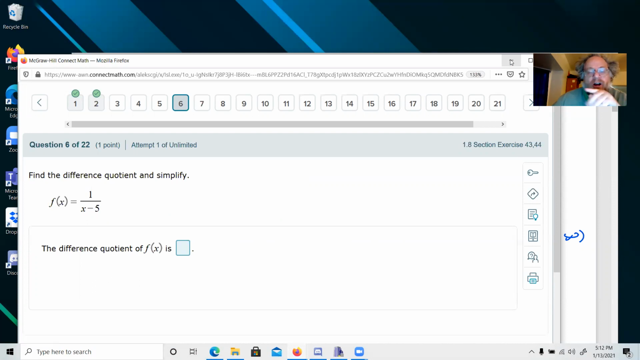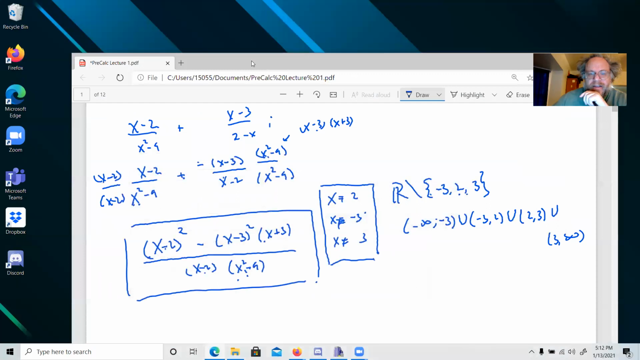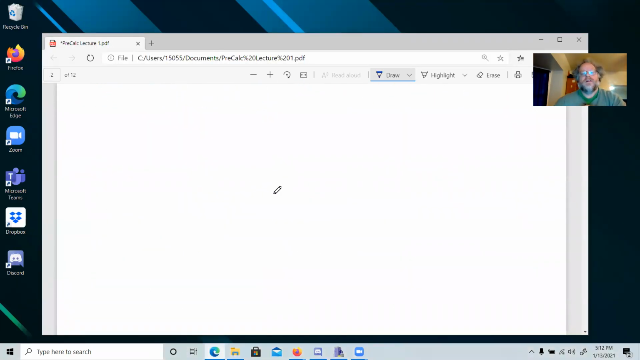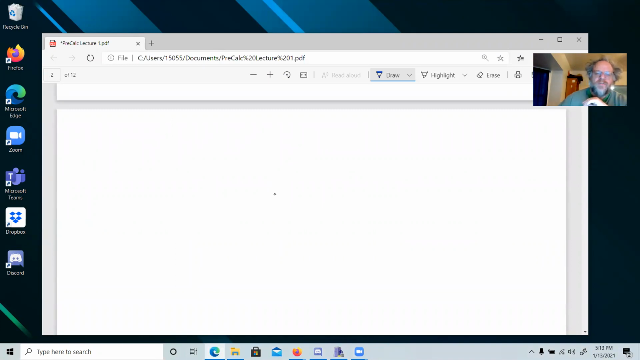So let's just talk about, in theory, what the heck is going on when they say difference quotient, and we'll draw you a picture of what's happening here. What we want to know for the difference quotient is the average rate of change for a function. So we usually draw this random function here, right?